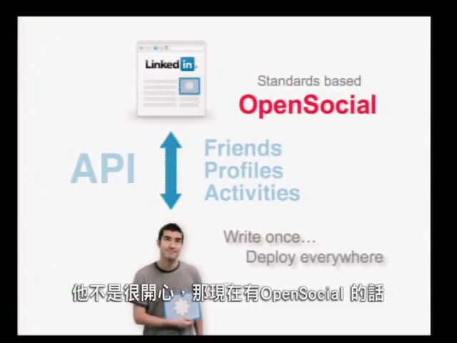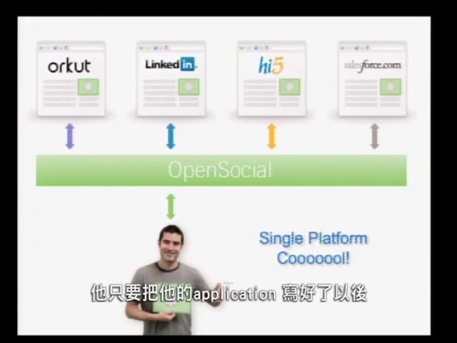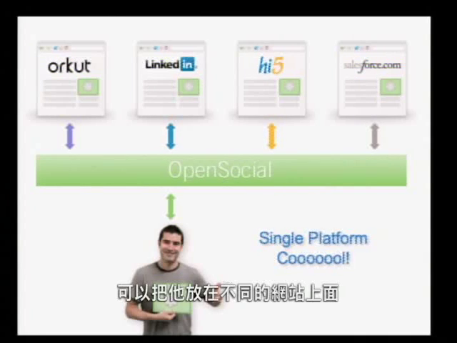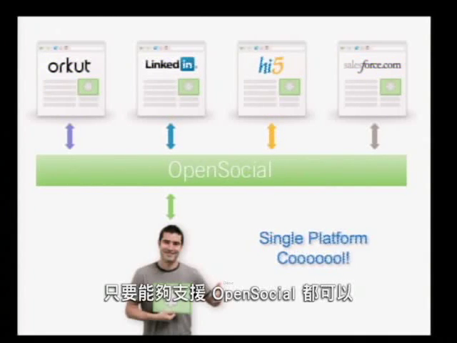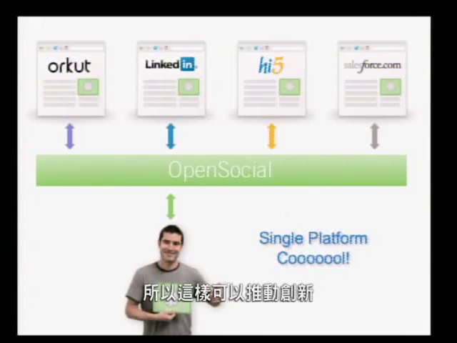Now the cool thing with OpenSocial is that it's standards-based. You have a core set of APIs for friends, profiles, and activities, and now he's in a much happier state. When he goes to publish his application, he can take his same application and publish it on any website that supports OpenSocial. So it's a single platform. It's very compelling for the developer, and the end users are happy because it provides more applications they can use, thus pushing innovation as well.